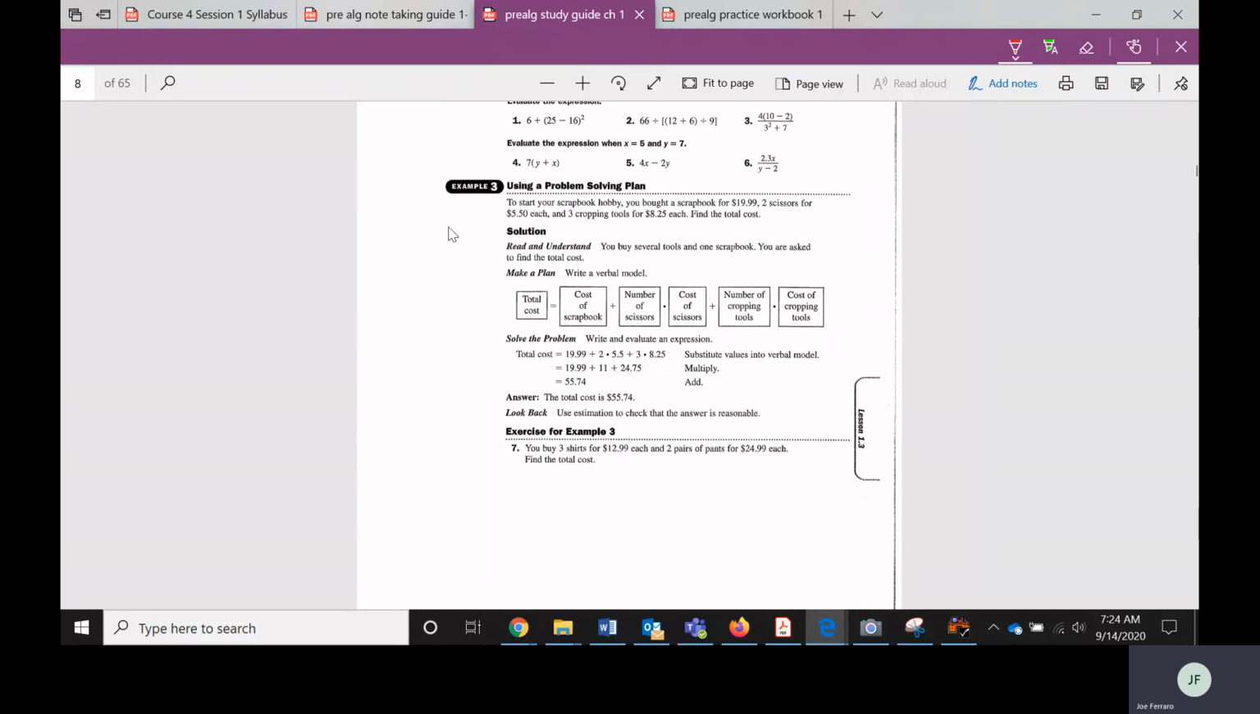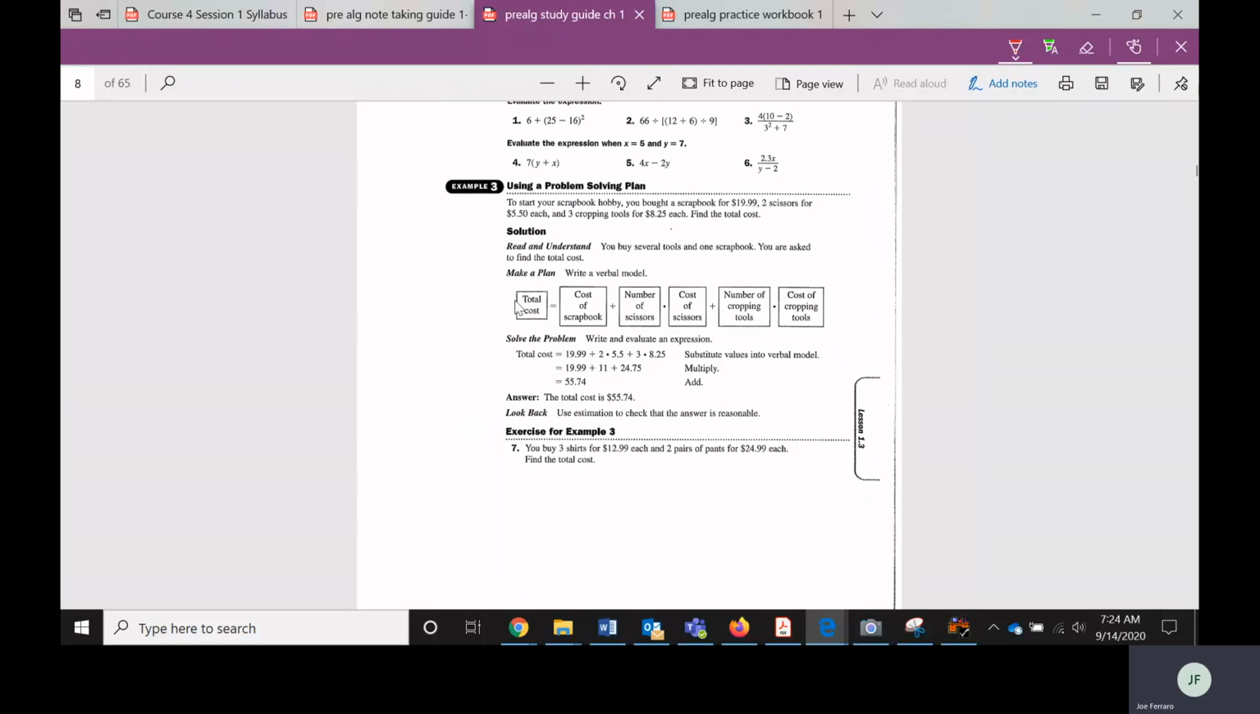The one thing I did want to show you is just a word problem and show you how they set it up, and you might do it differently, and that's okay, and I'll talk about that. It says to start a scrapbook hobby, you bought a scrapbook for $19.99, 2 scissors for $5.50 each, and 3 cropping tools for $8.25. Find the total cost. So you might not set it up the way they do, but the way you would find the answer actually is the same. You might just think of doing it in different steps.